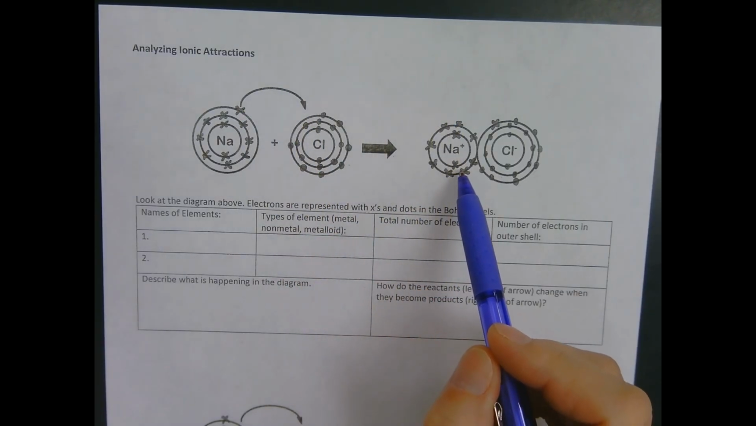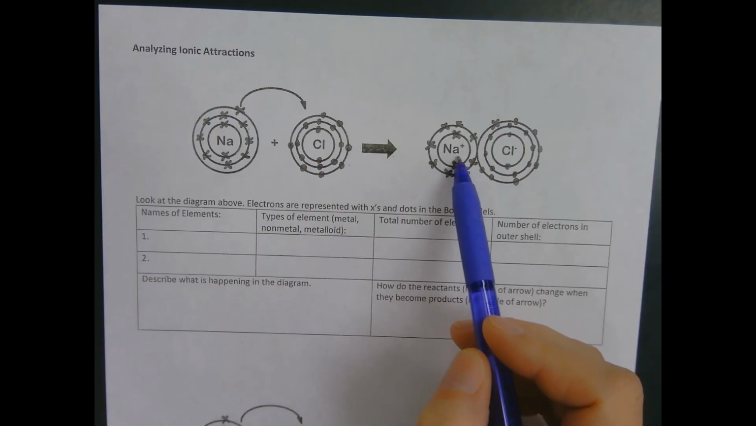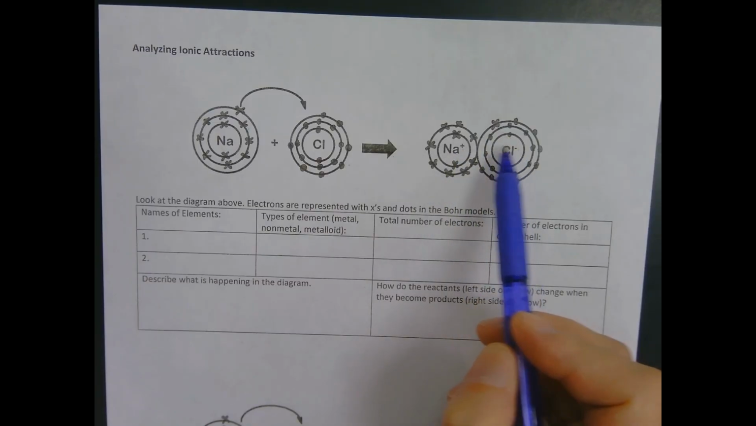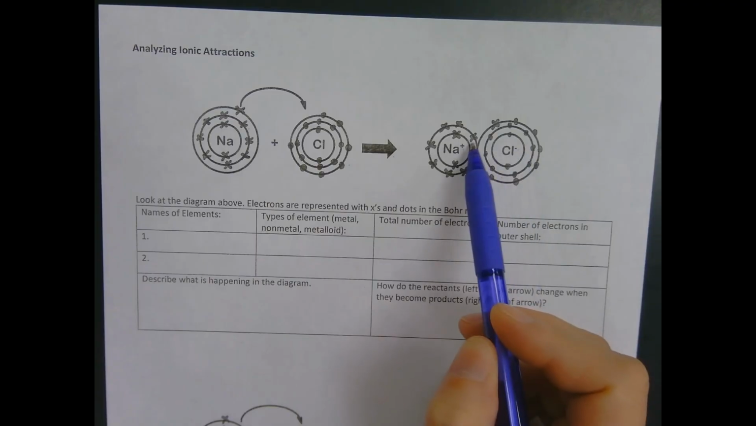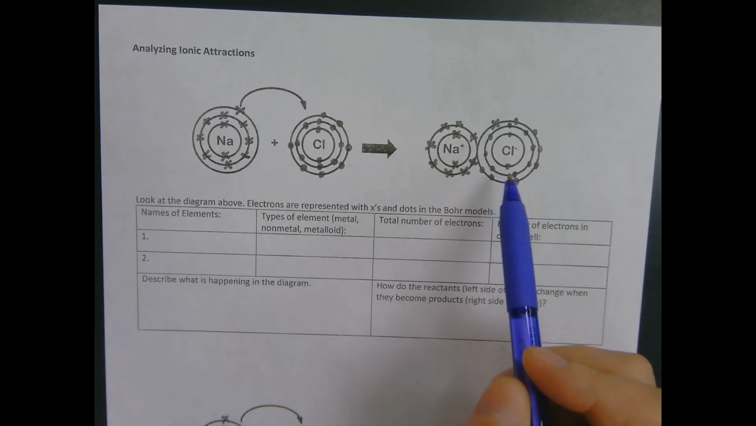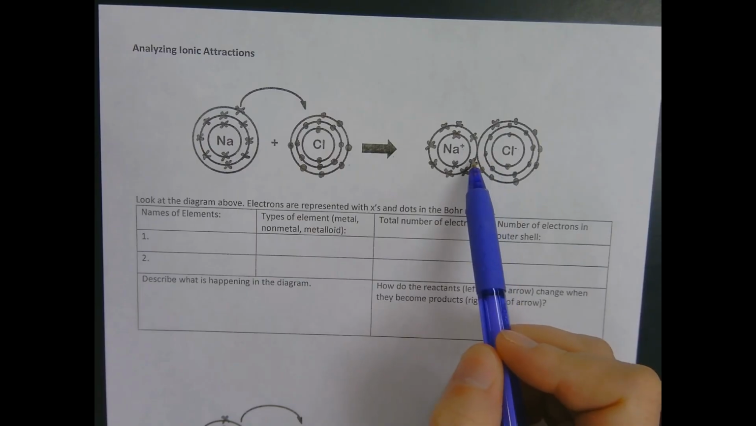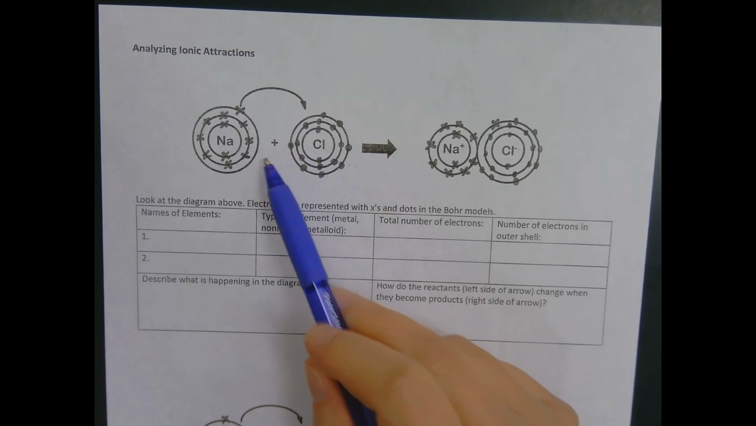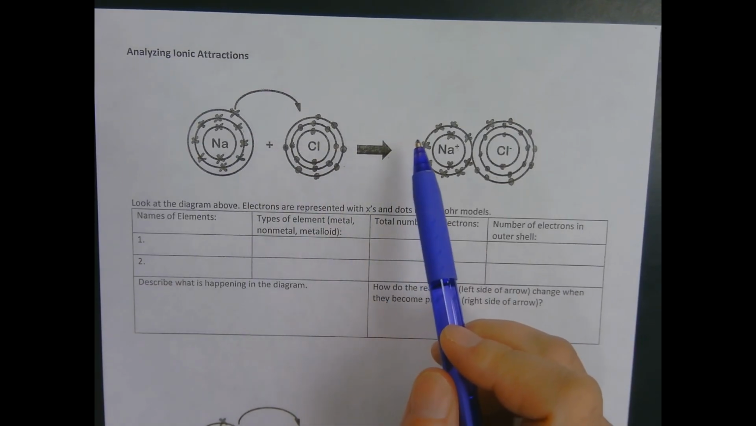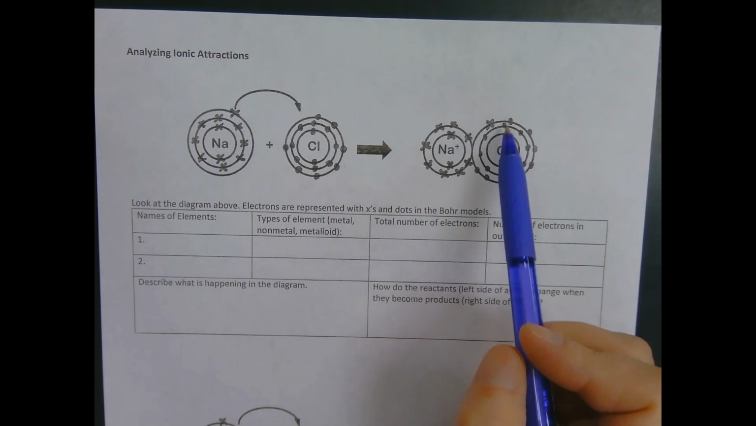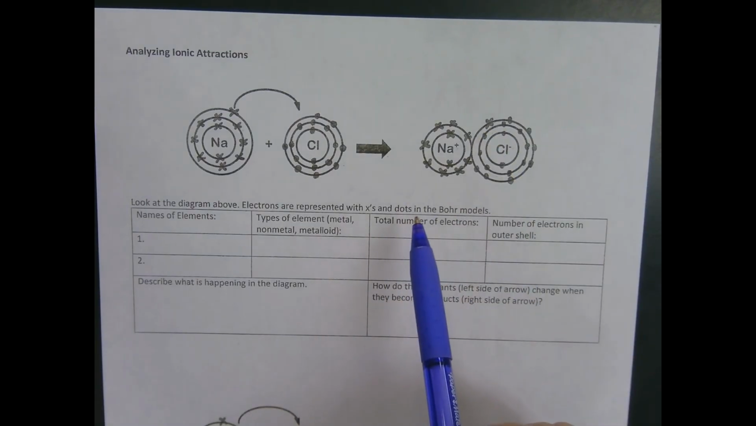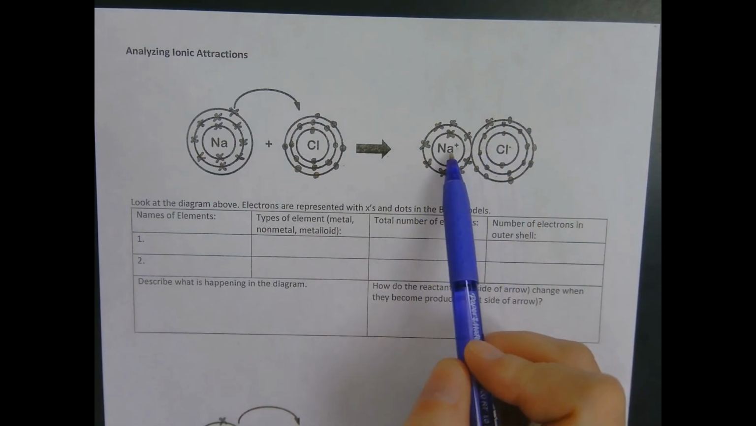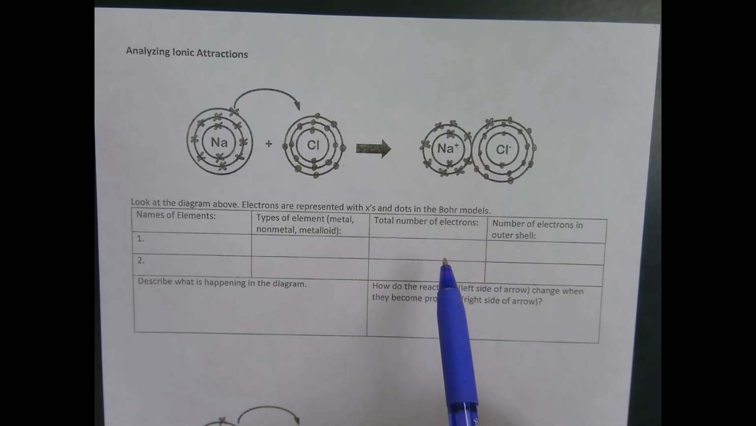On the other side, we see Na plus and a Cl minus. So now we have a charge, or we have something indicating a change in charge. We also see that sodium has only 2 energy levels versus 3 where it started. Its electron jumped to chlorine. We see that over here. And we also see that these are now stuck together or super close together.